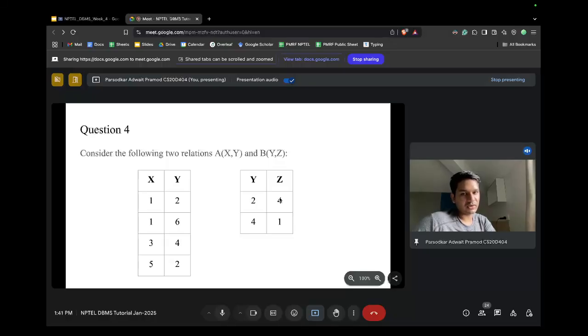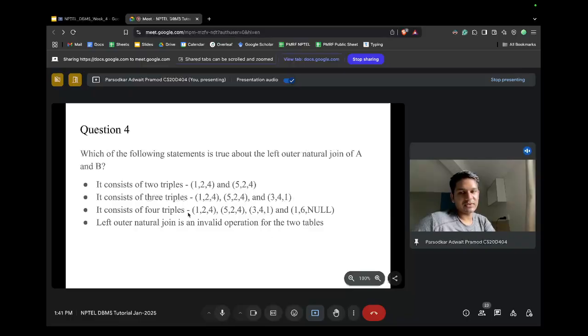When you have left outer join, what happens is it retains everything that is present in the left table. So previously we did not retain everything which is present in the left table. For example, we dropped 1 6 because 1 6 did not combine with anything in the second table. But now what would you do? You would retain 1 6 by saying that 1 6 null. That indicates that there was no corresponding row in the second table. So the output would be the third option: 1 2 4, 5 2 4, 3 4 1, and 1 6 null. Is this understood?